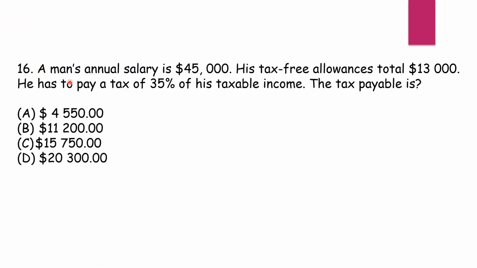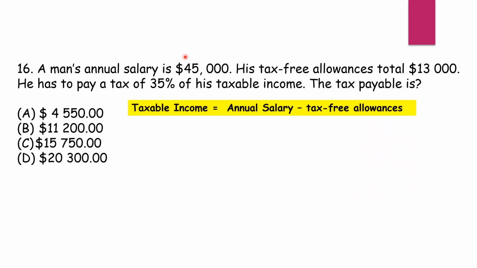Question 16. A man's annual salary is $45,000. His tax-free allowance is $13,000. He has to pay a tax of 35% of his taxable income. The tax payable is, so the formula is taxable income is equal to annual salary minus the tax-free allowance. So taxable income is his annual salary, $45,000, minus the $13,000. And that is going to give us $32,000.